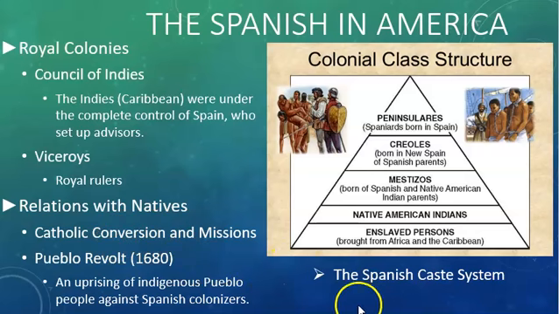Now, relations with the natives. Bad relations with the natives. The Spanish were not polite with the natives. Between Catholic missions and conversion attempts and enslaving and forcing them to work for labor. The Spaniards saw a lot of the natives as inferior, as not good enough. They weren't Catholic. They didn't have the weapons and armor and societal norms that Spaniards deemed appropriate. So they were enslaved when they got the chance.